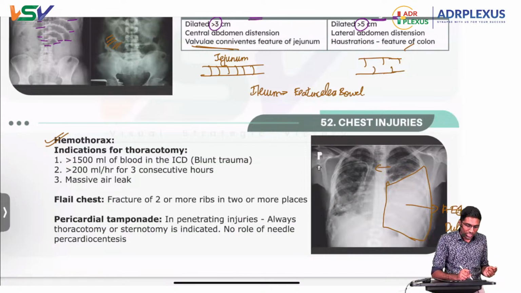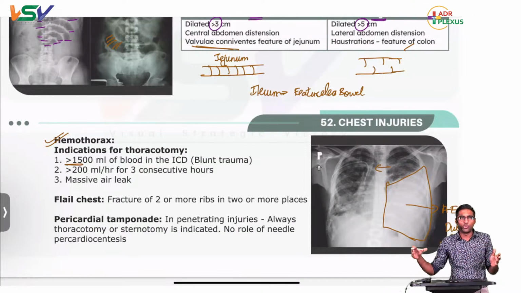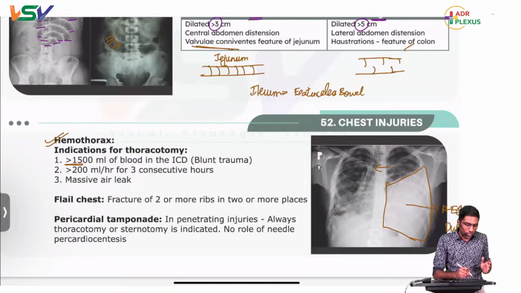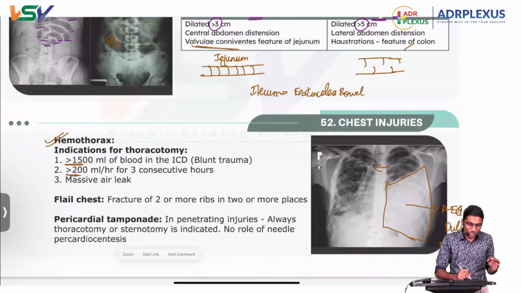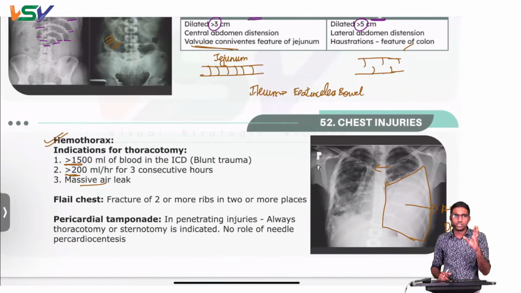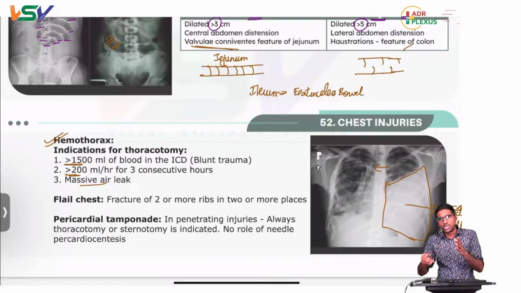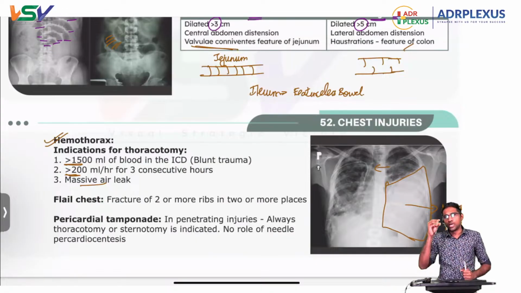If the volume initially itself is more than 1500 ml of blood, or if the volume is 200 ml output for every hour, or if there is a massive air leak. Massive air leak is the term used when there is continuous air bubbling. Okay, so there is a tracheal injury, there is a bronchial injury on that side.